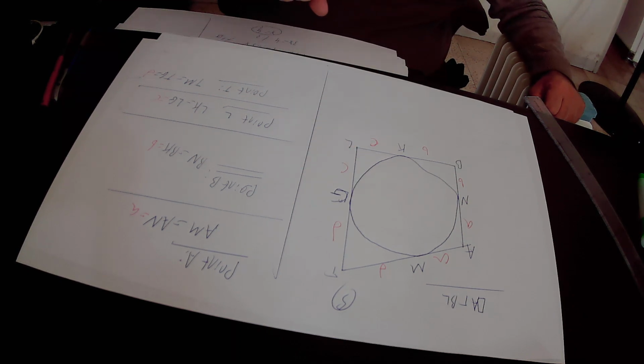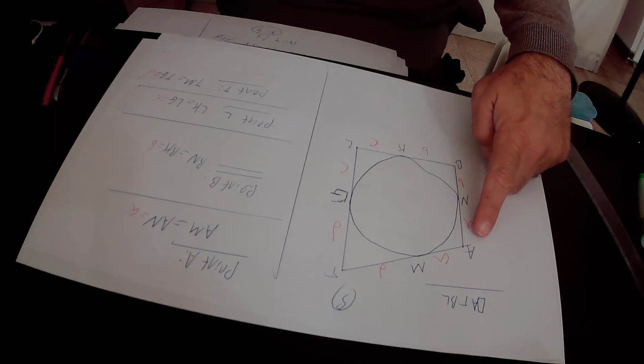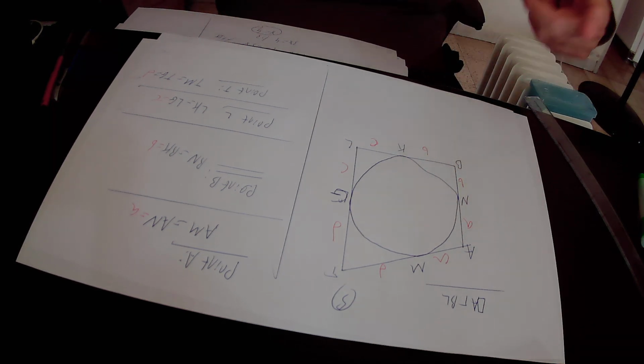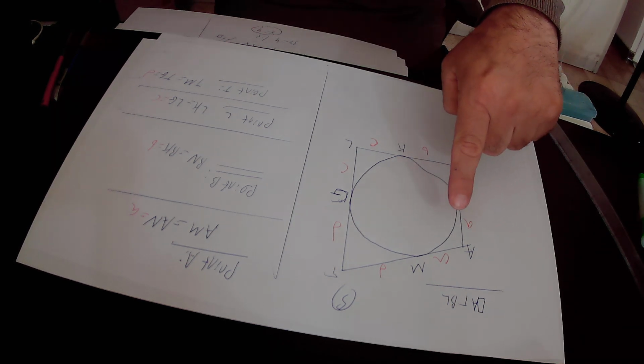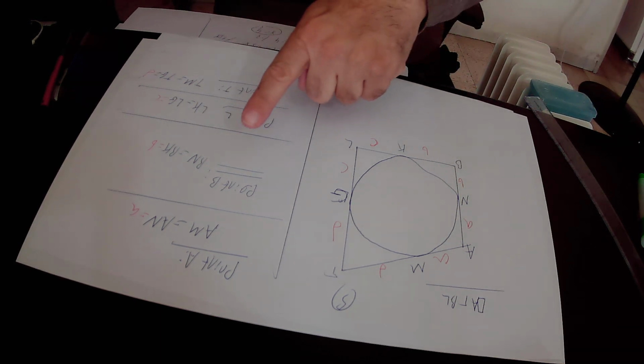Then, if we focus on point A, from the common external point A, we have 2 tangents to this circle, tangent AM and tangent AN, and according to rule number 2, they must be equal to each other. That is to say, AM equals AN. So if AM is a, then AN must also be equal to a.